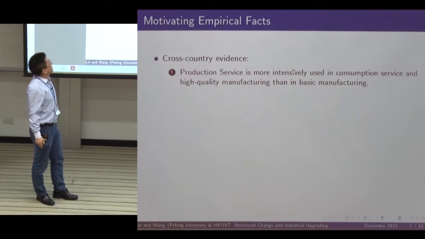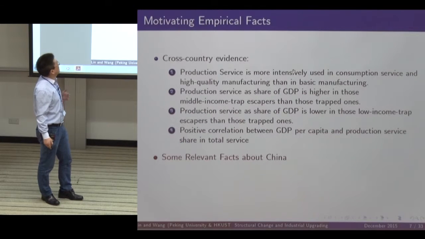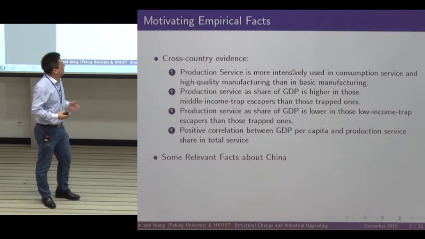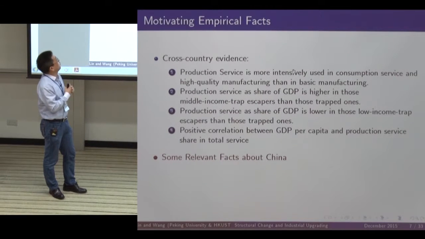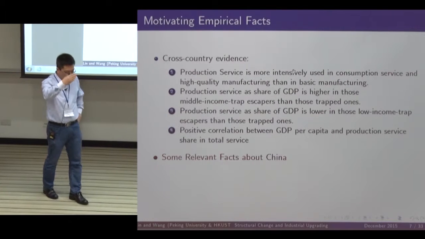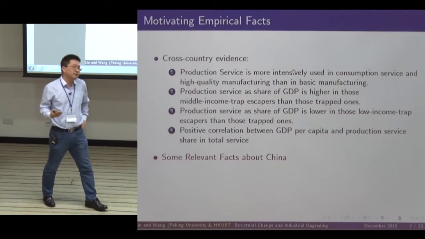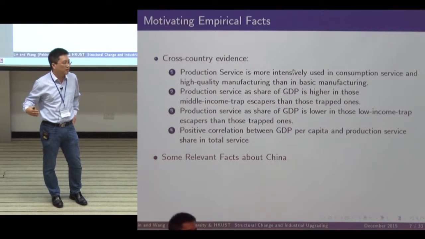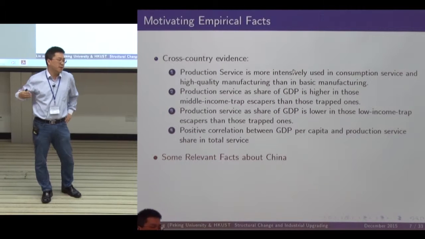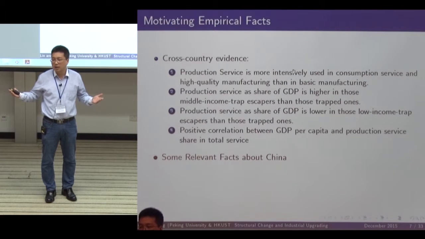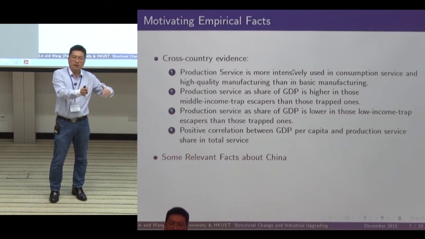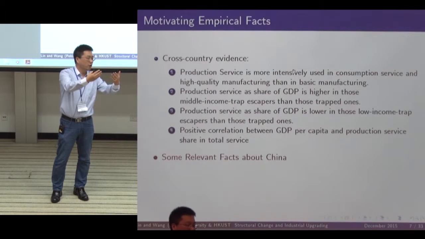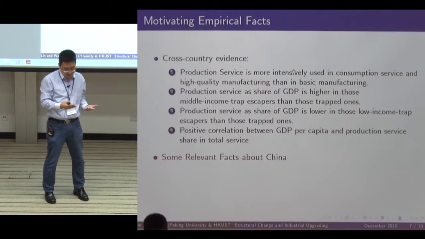We have several pieces of cross-country evidence, and we are still refining how we present them, but the key idea is basically fourfold. First, using the input-output table, you do see that production service is more intensively used in high quality manufacturing and in consumption service as compared to basic manufacturing. So if you only produce basic manufacturing, the demand for production service is not much. But if you have structural change toward consumption service, or industrial upgrading from low quality to high quality manufacturing, then the demand for production service will be much larger. This is just a fact.